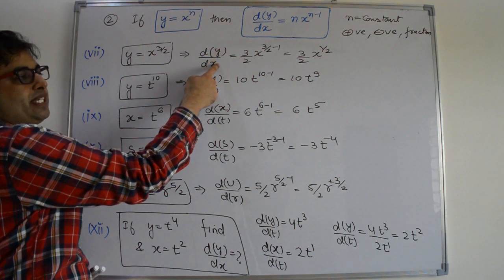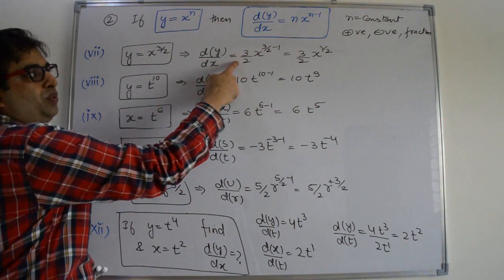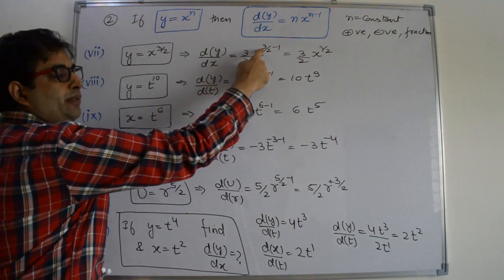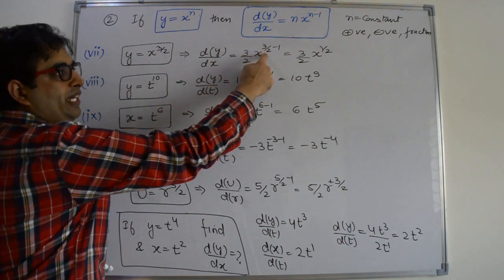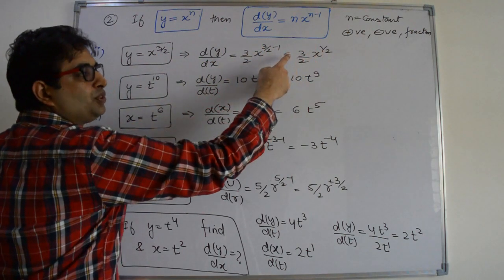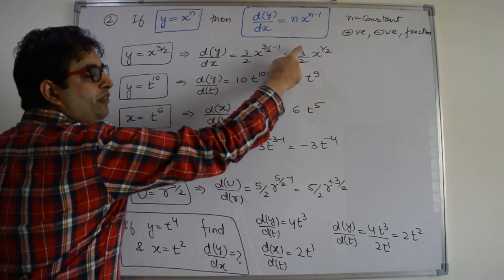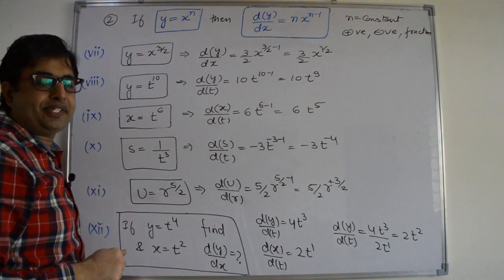dy by dx is the differentiation: 3 by 2 x power 3 by 2 minus 1. You have to subtract 1 from the power. So 3 by 2 minus 1 is half. So the answer is 3 by 2 x power half, right?